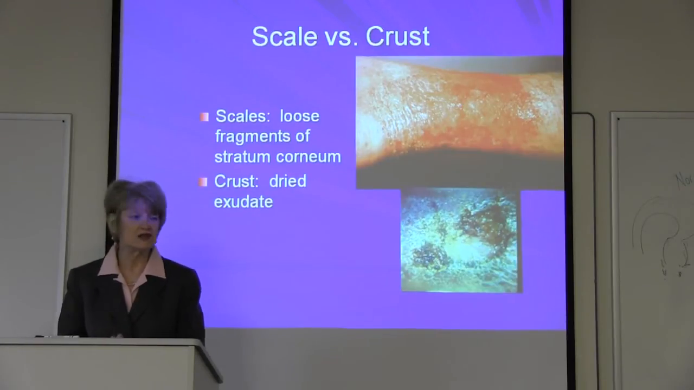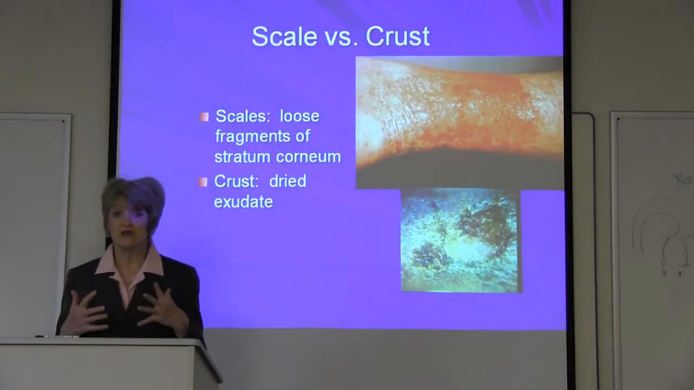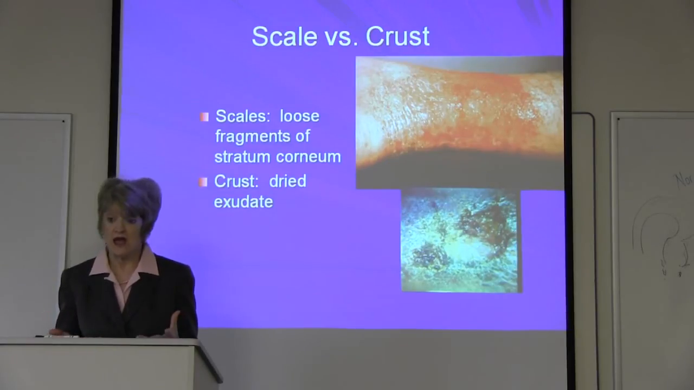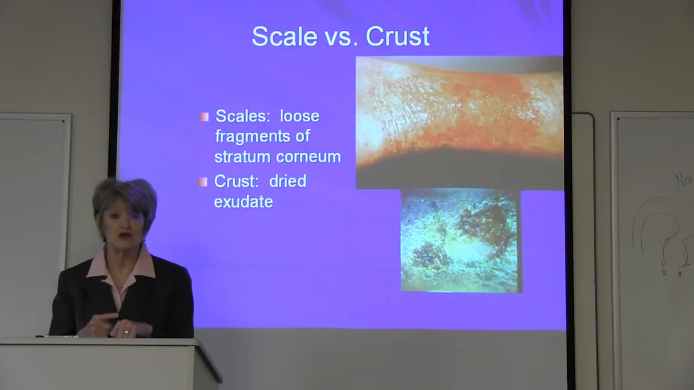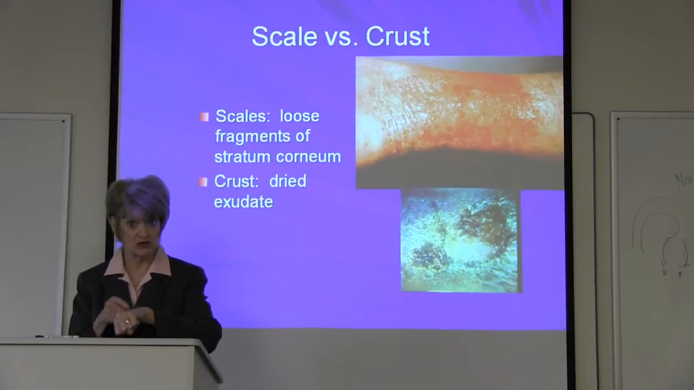Now, in this slide, you see both scaling and crusting. Scaling just refers to loose fragments of the stratum corneum, very much like fish scales. And it looks like that. It looks like loose fragments of skin. If you're a picker and you see someone who has a lot of scales on the surface of the skin, it probably makes you want to scoop those scales off.